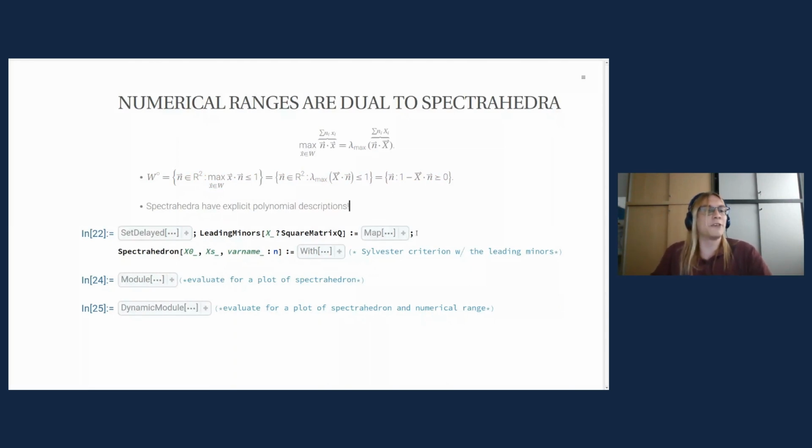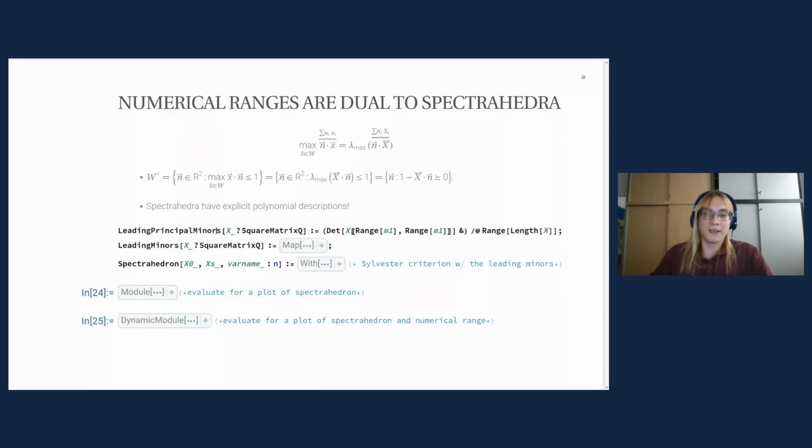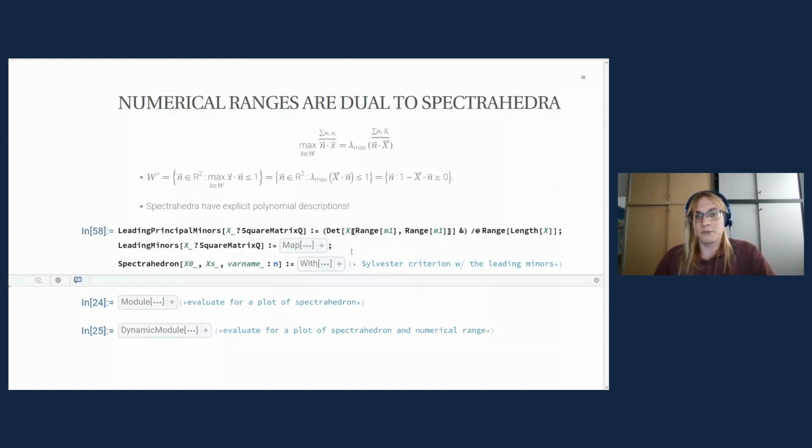So perhaps you remember from your algebra class the Sylvester criterion for checking whether a matrix is positive semi-definite: essentially, you take all the different leading principal minors of a matrix. So you take submatrices of the original matrix, calculate the determinant of them, and if all of the determinants are positive, then the matrix is positive definite. But for positive semi-definite matrices, one of the eigenvalues could be 0, but it can't be negative. We have to take all the leading minors and define the spectrahedron exactly. So the set of parameters n for which this matrix is positive semi-definite.